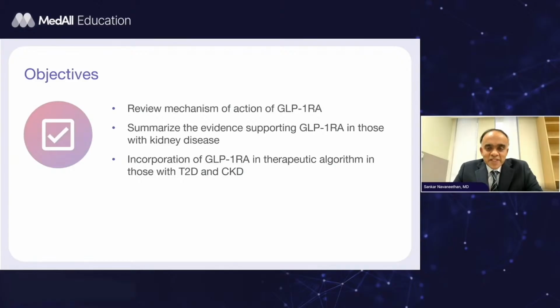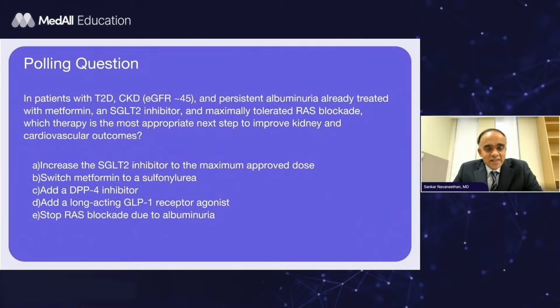The objectives of this session is that we will review the mechanism of action of GLP-1 RA with particular emphasis on their kidney effects. I will summarize the evidence supporting GLP-1 receptor agonist in those with kidney disease specifically, and how best to incorporate GLP-1 RAs in the therapeutic algorithm while we manage patients with type 2 diabetes and kidney disease. Before we start, we have a polling question for you.